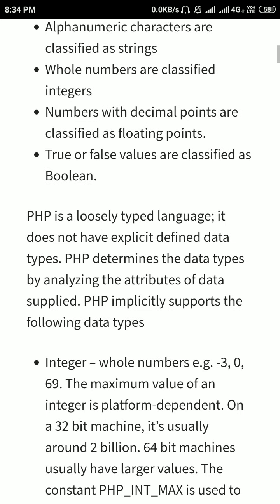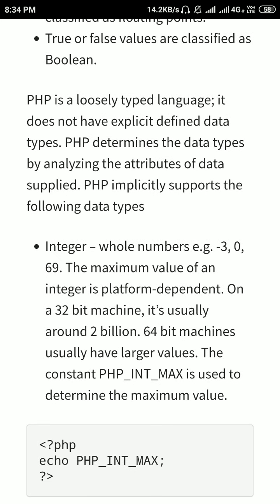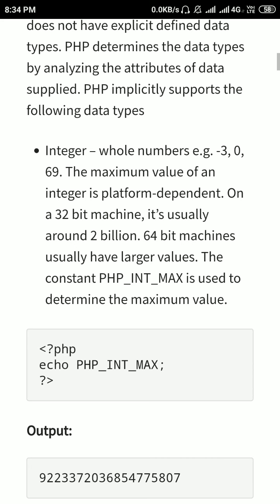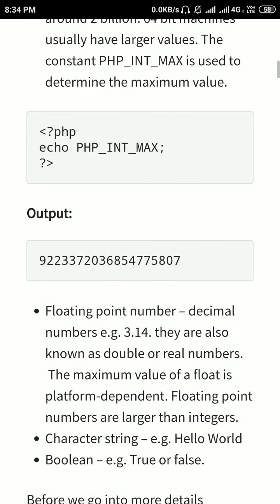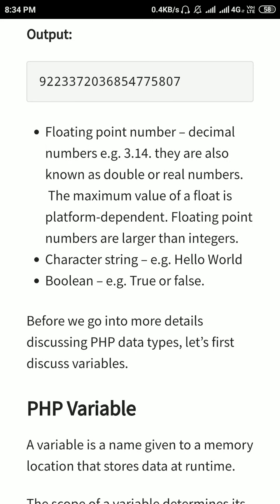So PHP implicitly supports the following data types: integer, a whole number, which can also be minus 0, 69, for example. The maximum value of an integer is platform dependent. On a 32-bit machine, it's usually around 2 billion. 64-bit machines usually have larger values, right? A floating point number is a number with a decimal value, that is called floating points. Boolean is true or false, and character string is like hello world.